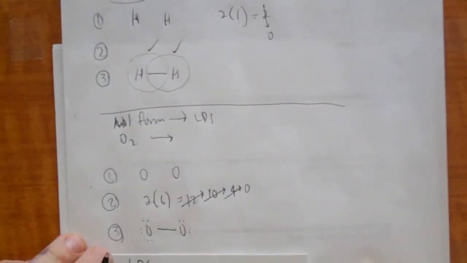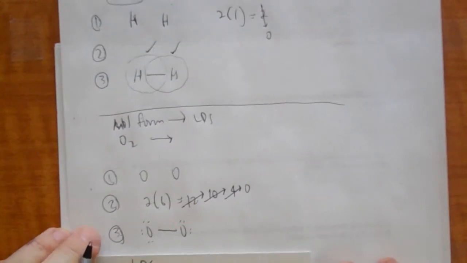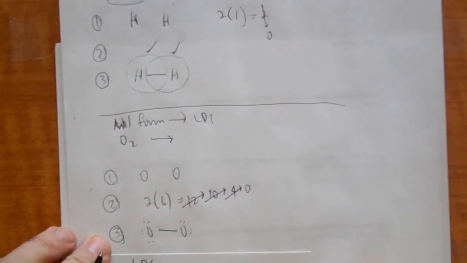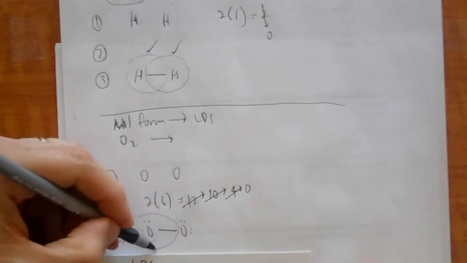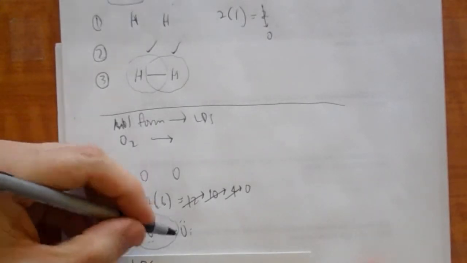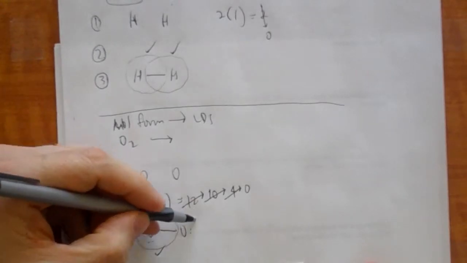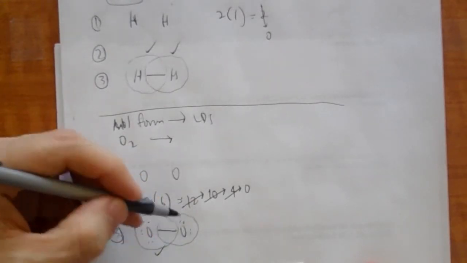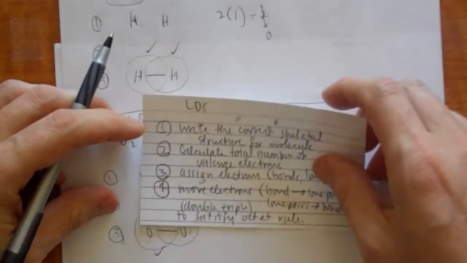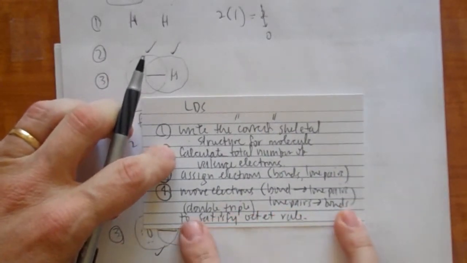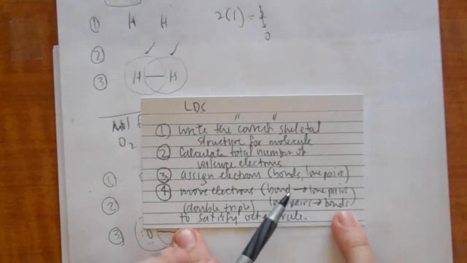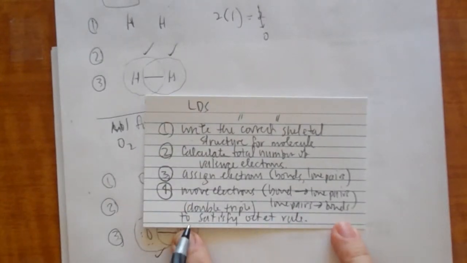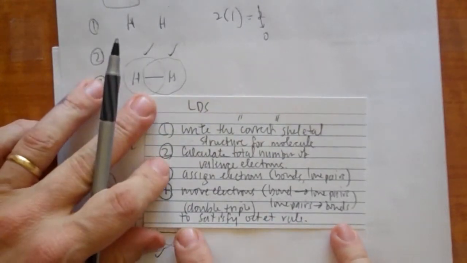Now I look at this, and it's not symmetric, first of all, so that bothers me. But secondly, I'm going to go through and look at everything and ask, is the octet filled? 2, 4, 6, 8. That's good. Okay, 2, 4, 6. That's not good. Now it's time to look at step 4. Move the electrons, either bonds to lone pairs or lone pairs to bonds, so that we can satisfy the octet rule. Do consider double and triple bonds.